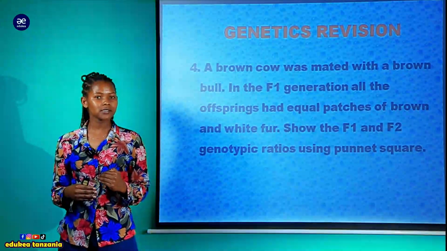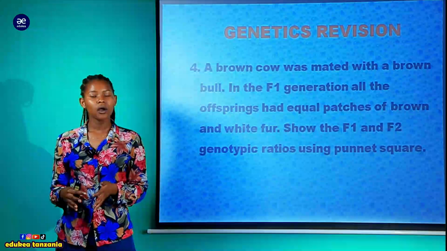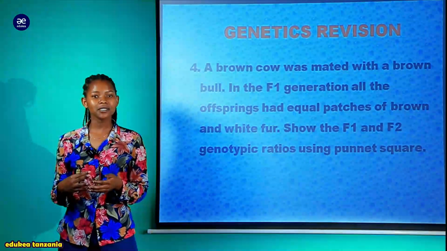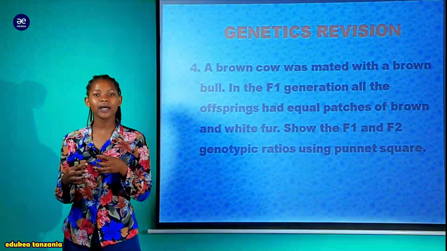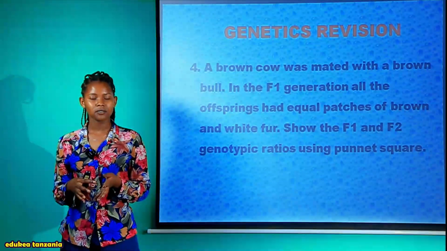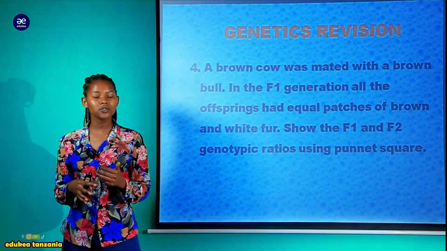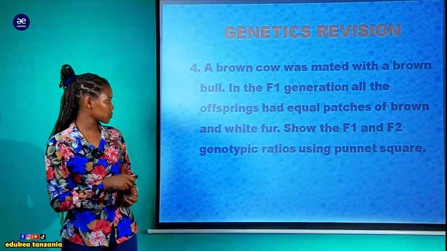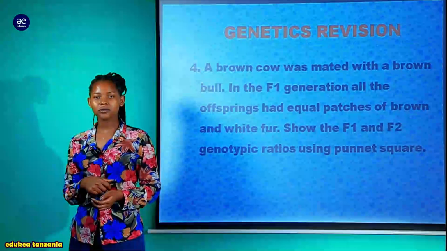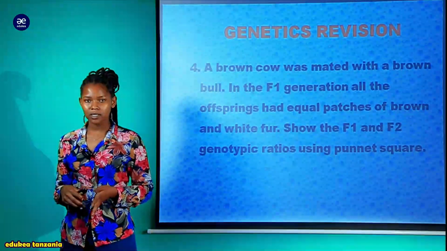On this question you can see a brown cow mated with a brown bull, and the resulting F1 generation showed equal patches, they had spots. So you are required to show the F1 and F2 genotypic ratios using a Punnett square. That is what the question demands.